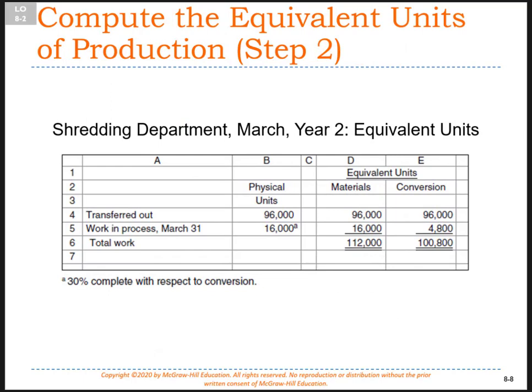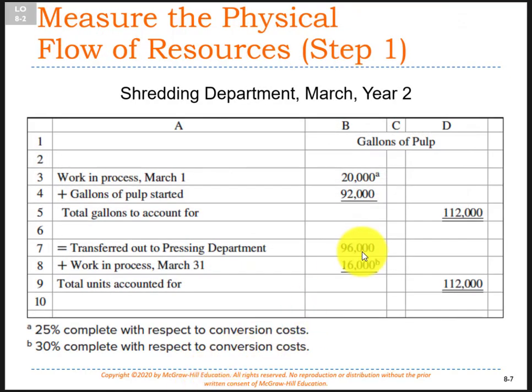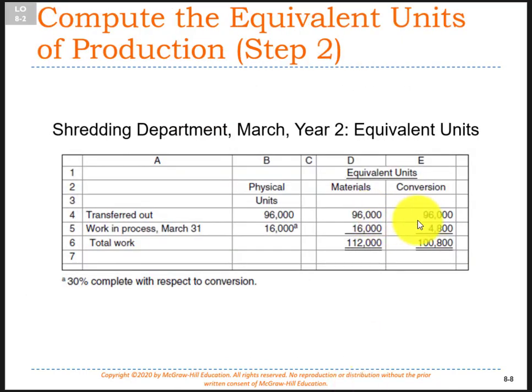Then we calculate our equivalent units. Notice that the things that are transferred out, physical units, we transferred out 96,000 from step 1. Those have to be 100% complete for everything. They didn't get transferred until they were done for materials and for conversion costs. Again, conversion costs are labor and overhead.